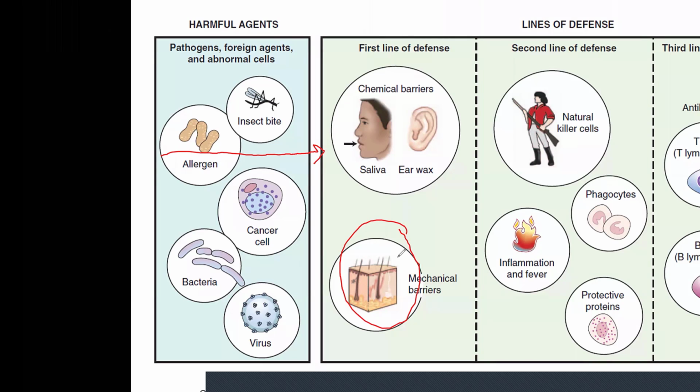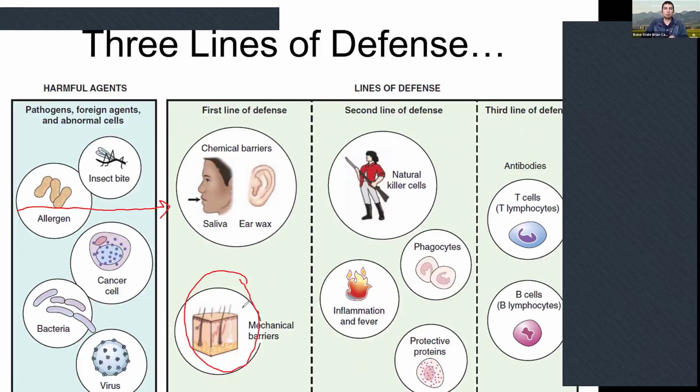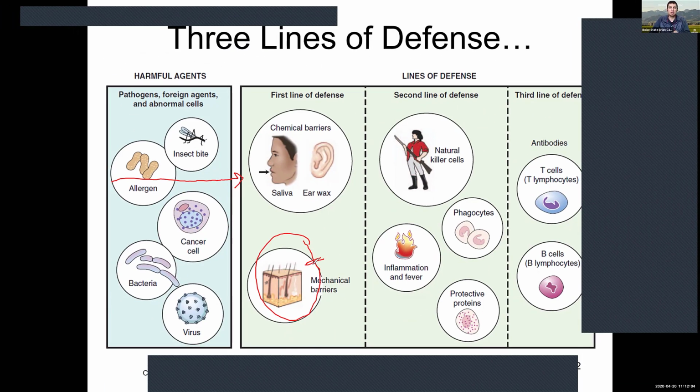That's why if we get breaks in our skin, such as cuts or scrapes, even rashes that end up being open, or when we put IVs or other types of lines, or when we do surgical incisions, we're now creating a break in this mechanical barrier in order for some of these pathogens to get inside of the body.